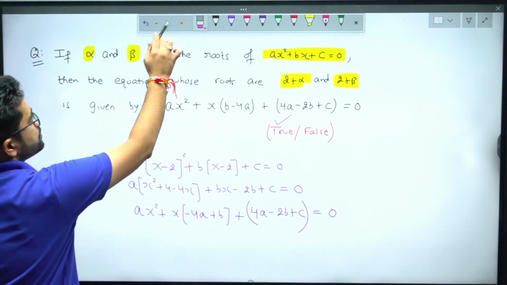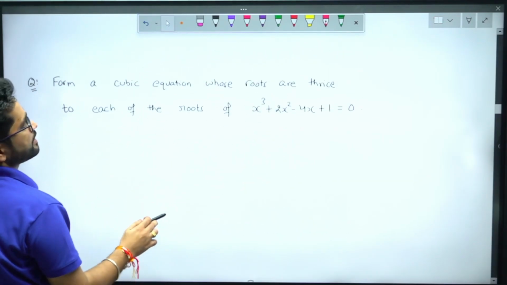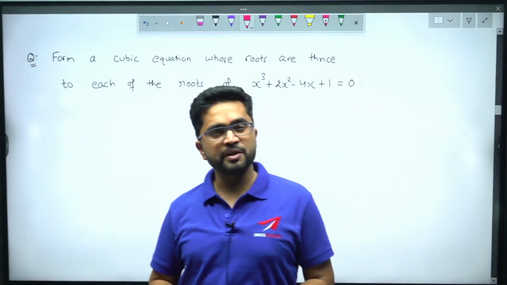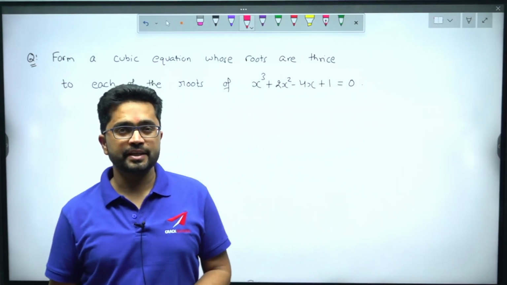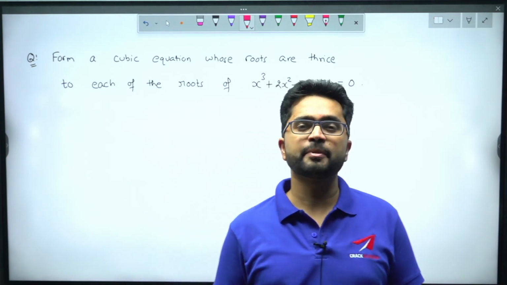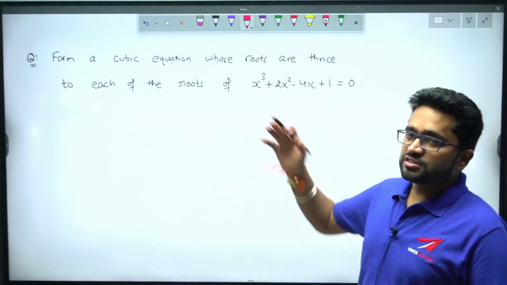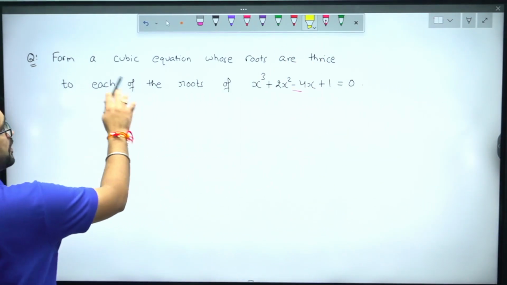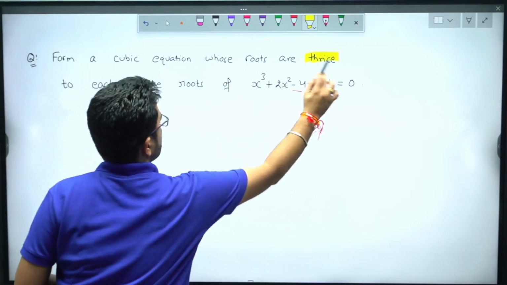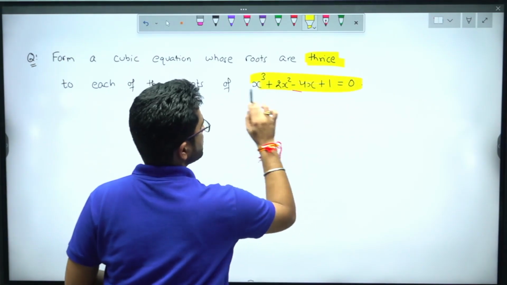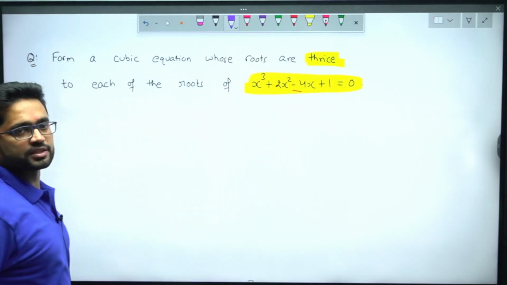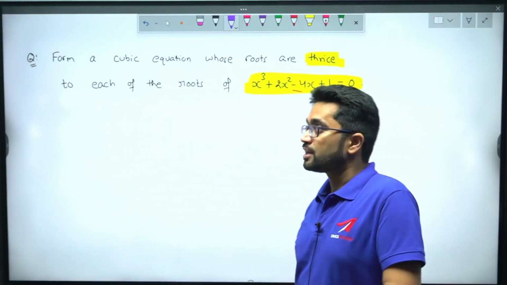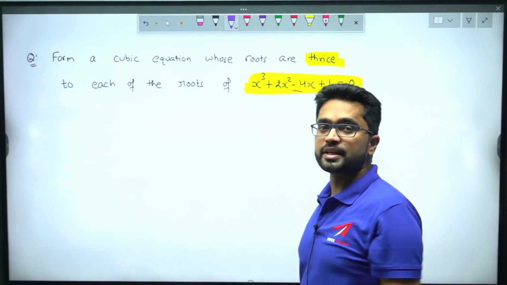Let's move further. Let's have this question. As I told you, the transformation rules are applicable to equations of any degree. It is not restricted to quadratic, it is applicable for cubic, biquadratic. Let's apply the concept of transformation in this particular cubic equation. Form a cubic equation whose roots are thrice each of the roots of this particular equation.